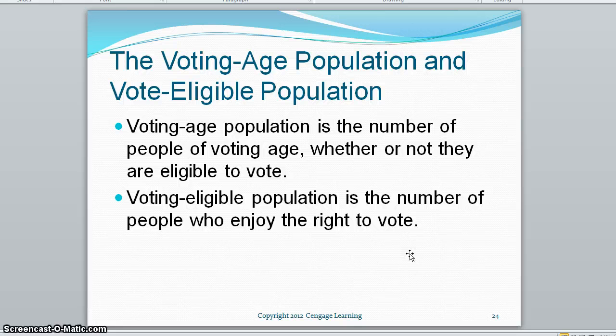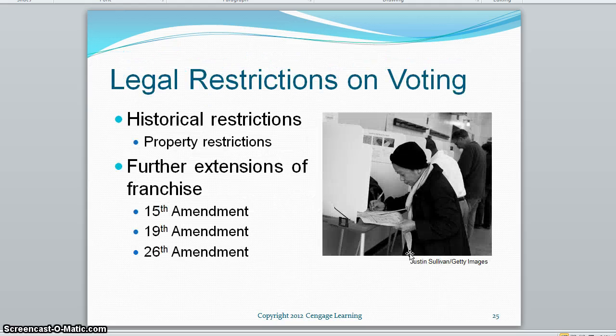Voting age population is the number of people old enough to vote currently living in the country. The vote eligible population is the number of people who have the right to vote. And since the founding of our nation, various restrictions have been imposed on the voting process. In colonial times, the majority of American adults were prevented from voting due to rules allowing only certain white male property owners to vote.